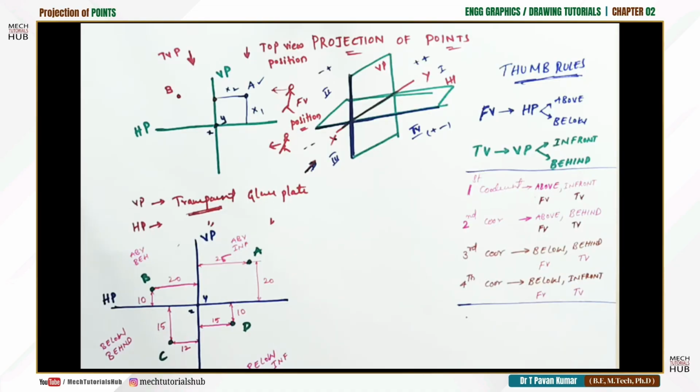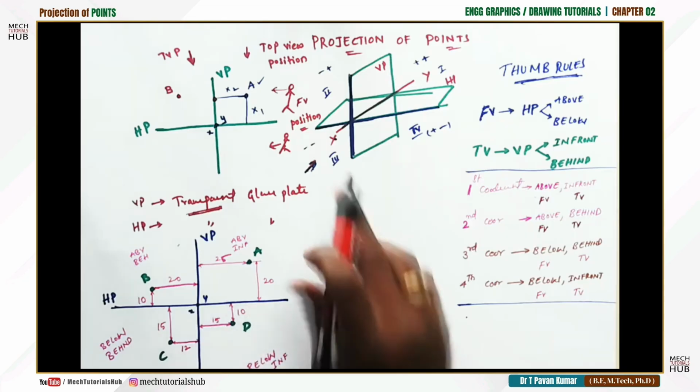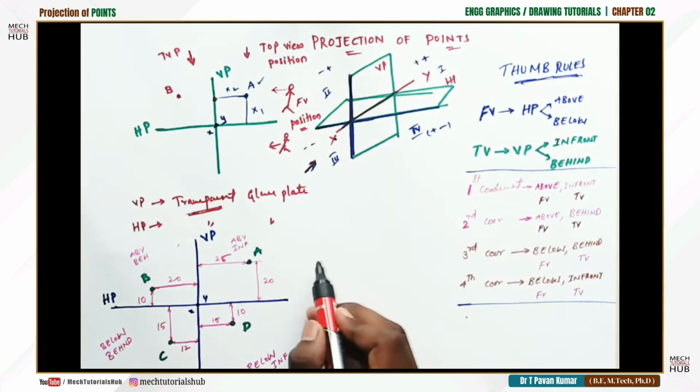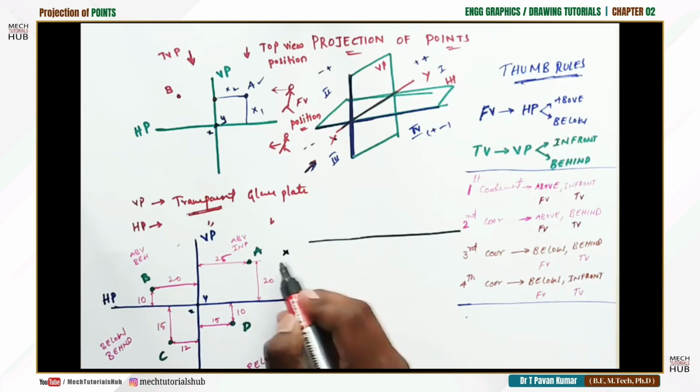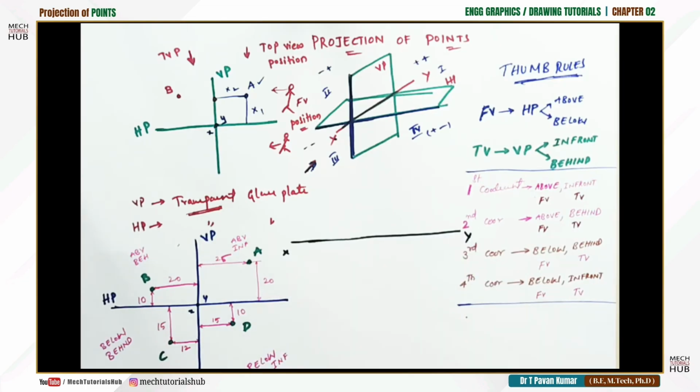How do you place this on your drawing sheet which is laid on the table? As I said, XY acts as a reference line. I'll try to place XY something like this on my drawing sheet. Okay, this is X, this is Y. Then again, I'll try to calculate A.